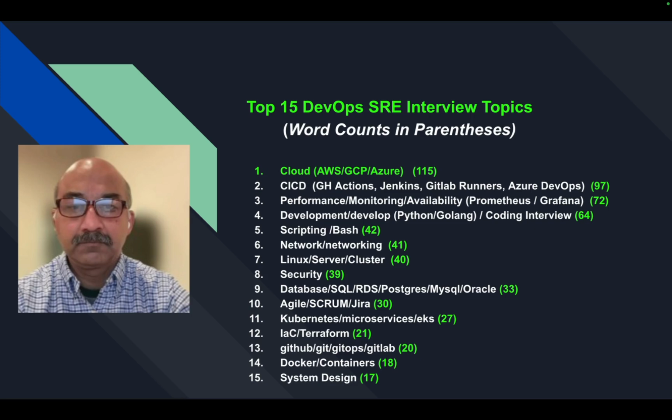As you might remember, I did some research on LinkedIn jobs and figured out the 15 most important topics based on frequency of words. I came up with these 15 topics sorted by the number of times the words came up. So the top ones, like cloud, are more important, and the bottom ones, like system design, are not so important. But as you can see, number 15, system design, came up 17 times out of 35 jobs. So it's still kind of important. You don't want to skip it altogether.